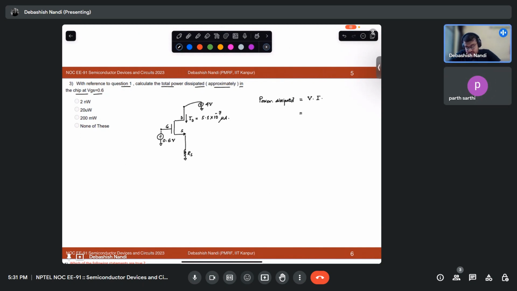Why not this VGS, VG? Let's say VGG. Why not VGG? Sir, output is from VDD. But there is also a voltage source. Why am I not considering that voltage source, VGG? Yes, sir, this also should be considered, right? Some voltage drop will be there from VGG to VD.